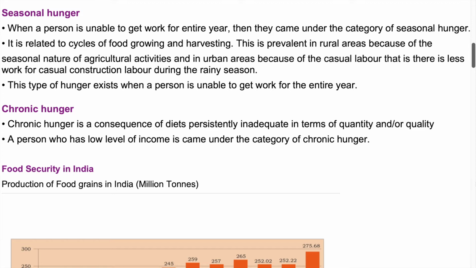Chronic hunger. Chronic hunger is a consequence of diets persistently inadequate in terms of quantity and/or quality. A person who has a low level of income comes under the category of chronic hunger.